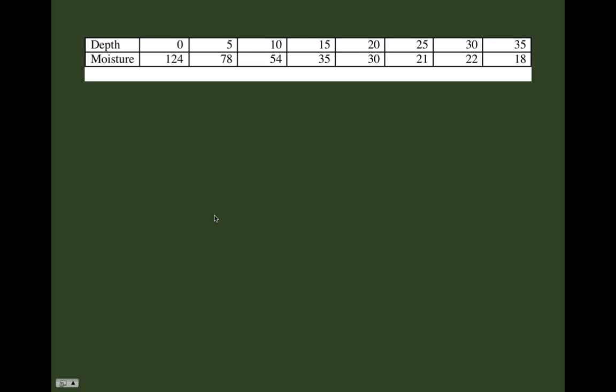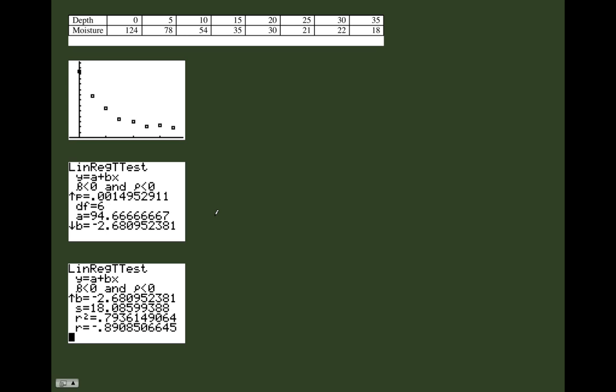So let's take a look at what all of these things mean, okay? To recap, the null hypothesis is no linear relationship, beta equals 0. Alternate is negative linear, that's beta less than 0. The p-value here is approximately 0.0015.